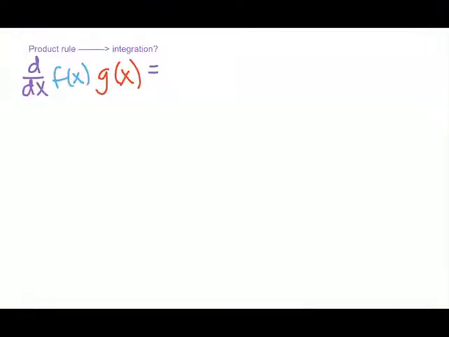So we're going to look at the product rule for derivatives to help us derive integration by parts, because you could sort of think of integration by parts as the inverse of the product rule. So let's go ahead and derive this. This is just going to be f prime of x, g of x, plus f of x times g prime of x. That's just the product rule.